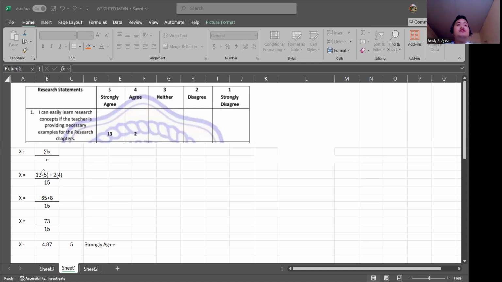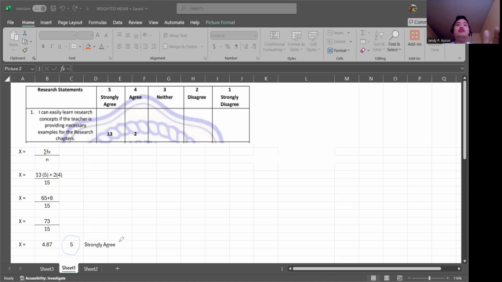So, next step is to multiply. 13 times 5, 65. 2 times 4, 8. Then, divided by 15 lang. So, ayan po yung next step. Sorry. So, next step is to just add 65 plus 8. It is equivalent to 73. Then, 73 divided by 15 is equals to 4.87. So, when we round off, the answer would be 5.